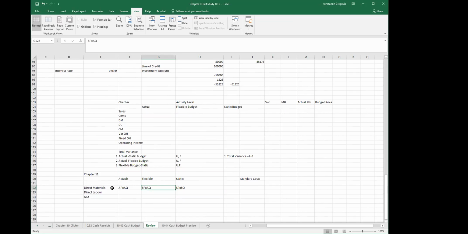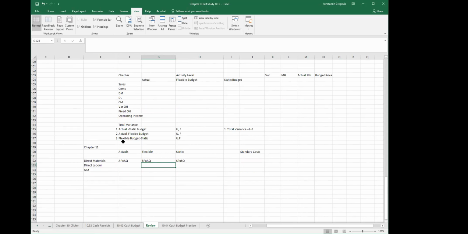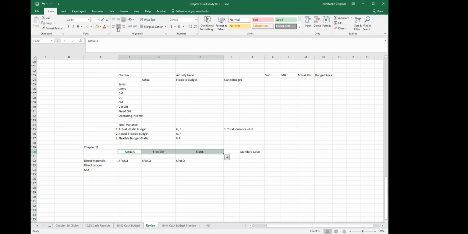You're going to do the same thing: we calculate variances, actual less flexible, flexible less static. Now I know the textbook uses more of a formula base. We're going to go through a problem today, actually the self-study problem, where we do it this way. It's a lot quicker and it makes more sense. So direct labor is actual hours times actual rate, then standard rate times actual hours, standard rate times standard hours. Your variable overhead is usually based on direct labor hours, so it'll be similar to this.